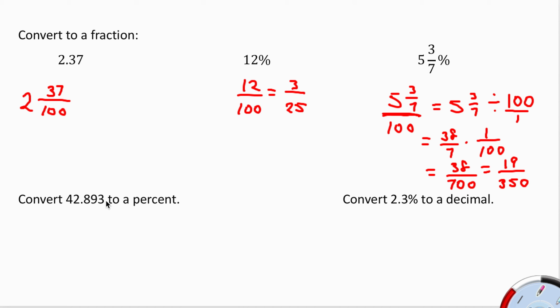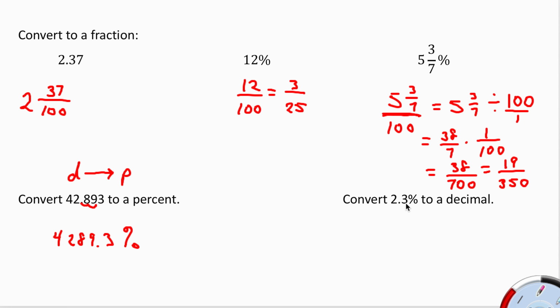Okay, now I'm going to a percent. I have a decimal, and I want to convert it to a percent, so that means I'm going to move in this direction, right? So 1, 2, 4,289.3%.